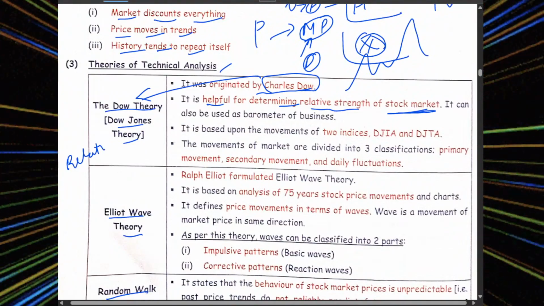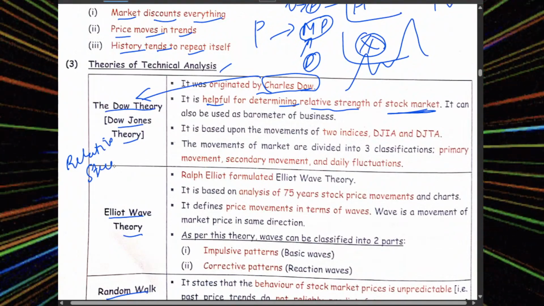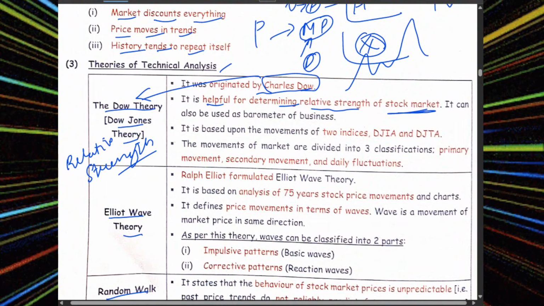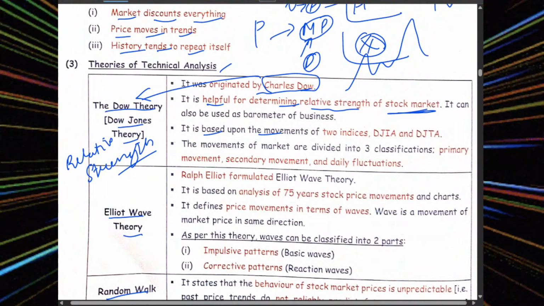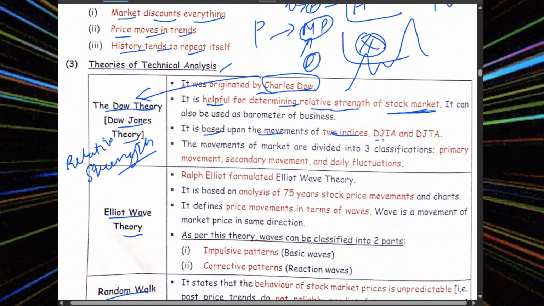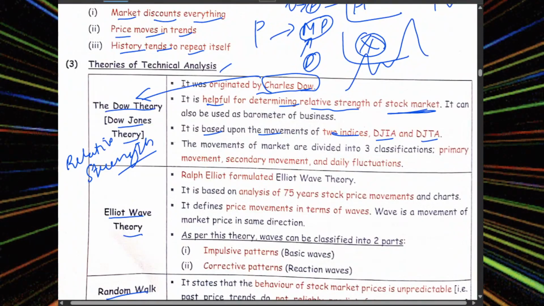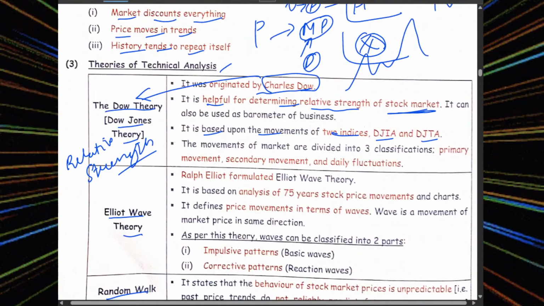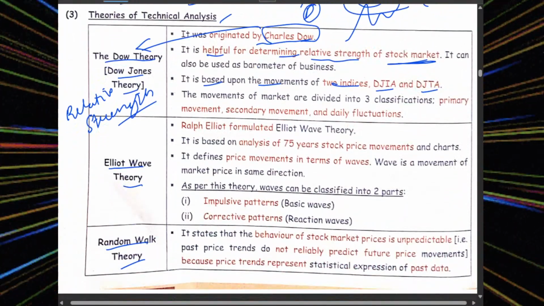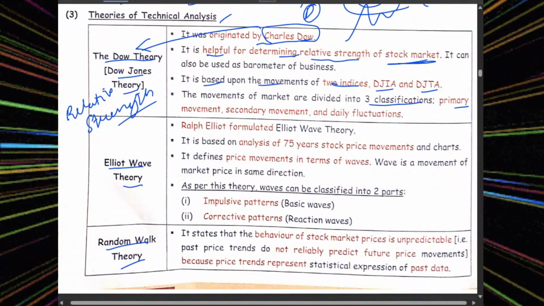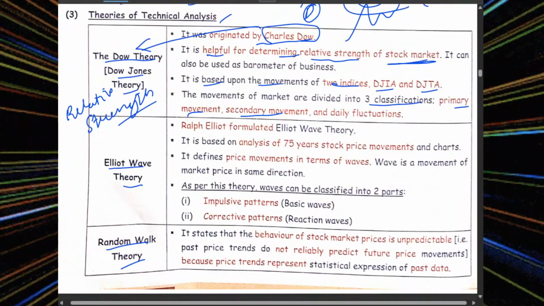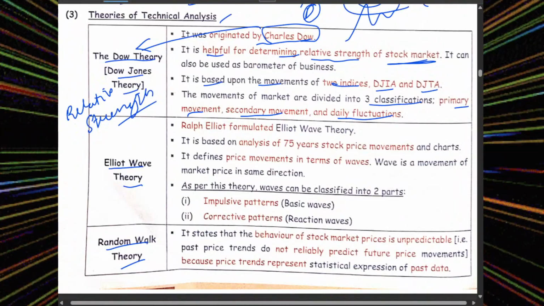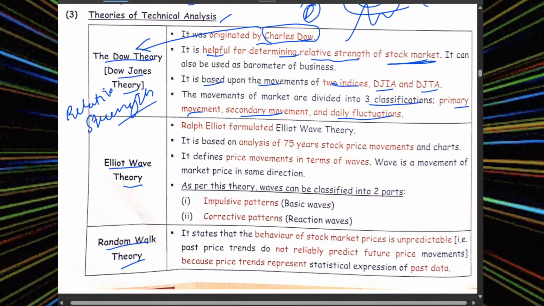Relative strength of the stock market, this helps to find. It is based upon the movement of two indicators, DJIA and DJTA, the Dow Jones Industrial Average and Transportation Average. The movement of the market divides into three classifications: primary movement, secondary movement, and daily fluctuation. Based upon this, they find the Dow theory.